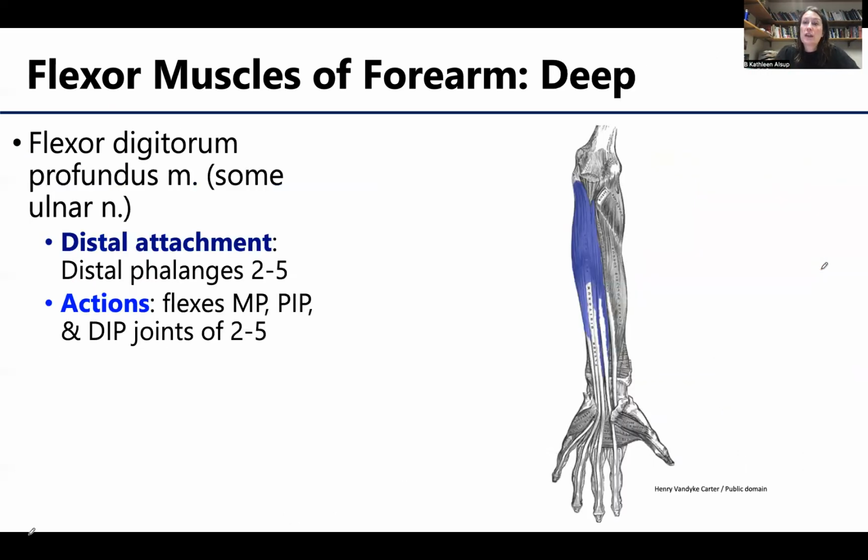All right, the major muscle that I want you to know in the deep compartment of the forearm is the flexor digitorum profundus. So very, very similar to the flexor digitorum superficialis, but the distal attachment of these tendons are all the way on those distal phalanges, meaning that it will be able to flex all those joints that it crosses. So the MP, the PIP, and this is the only muscle that can flex the DIP joints of 2 through 5. So again, not the first digit.